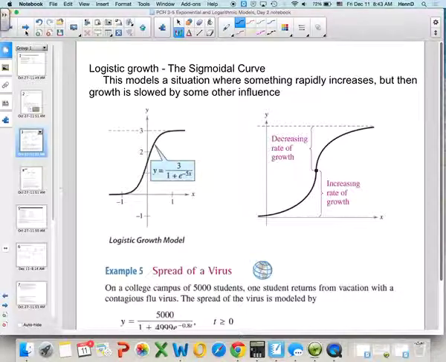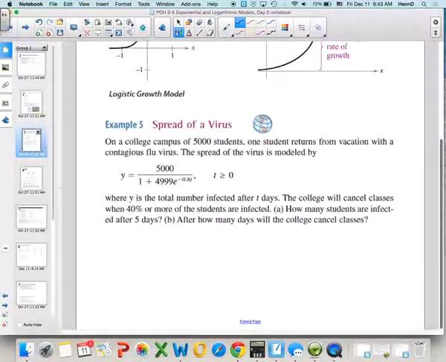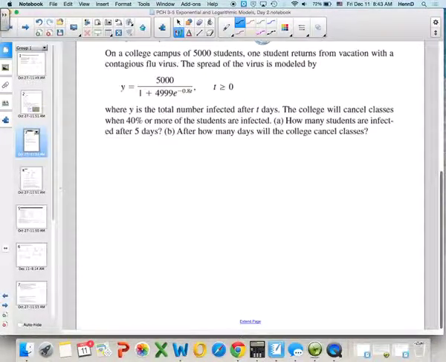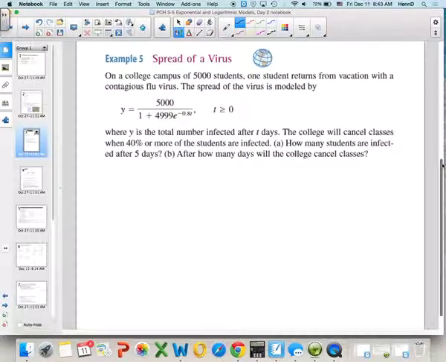Another case here is the spread of a virus, and I actually want to do this problem. You guys are preparing for college, so here's something to consider, but don't think about it too much, or else it might freak you out.